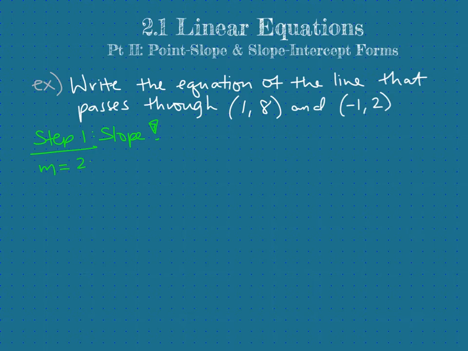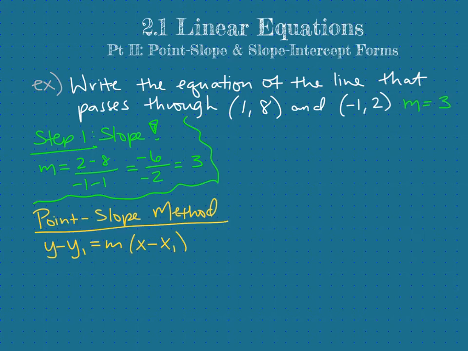Y2 minus y1 over x2 minus x1 gives us negative 6 divided by negative 2, which gives us a positive 3. Please simplify your slopes. Do not put negative 6 over negative 2 into any equation. Don't even put 3 over 1. This is just the number 3. So we have our slope now. It is 3. So off to the side, I'm going to write that m equals 3.